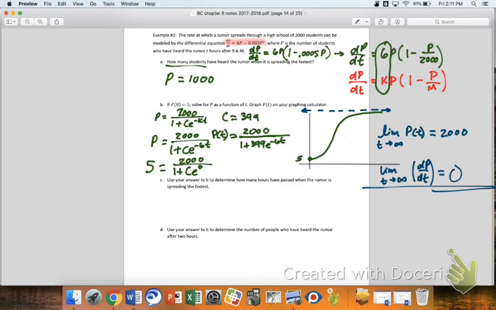So for C, it says use your answer from B to determine how many hours have passed when the rumor is spreading the fastest. Well, we already know that it's 1,000 people, right? So what I would do here is I would say 1,000 people equals 2,000 over 1 plus 399 e to the negative 6t. I know the number of people. Now all I got to do is find the time. I'm going to multiply across and divide and do all that stuff. I'm hoping you guys came up with a solution to this. t equals what? 0.8826. You guys agree with that? 0.883 approximately? 0.998? That sounds like that's the majority of people who came up with 0.998. I guess I'll trust that.